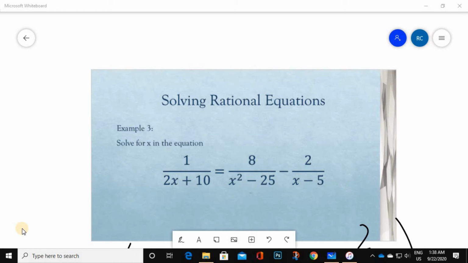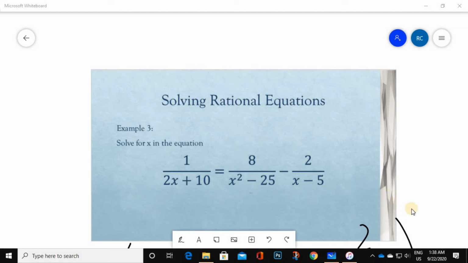1 all over 2x plus 10 equals 8 all over x squared minus 25 minus 2 all over x minus 5. So, sa case na to, hindi natin pwedeng gamitin ang cross product sa dahilang ang kanyang right side of the equation ay 2 terms. Tangi lang nating magagawa ay hanapin ang least common denominator ng bawat denominators. So, paano paraan? Ang gagawin lang natin, i-simplify muna natin ang bawat denominators using factoring.